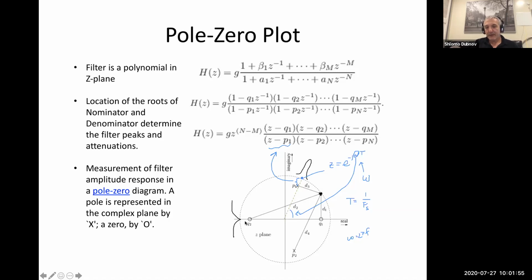So anytime you get close to the zero, you actually get a decrease in the response. Every time you get close to the pole, you get an increase in the response. And this is how you basically can design your filters in some kind of a graphical, intuitive way, okay?